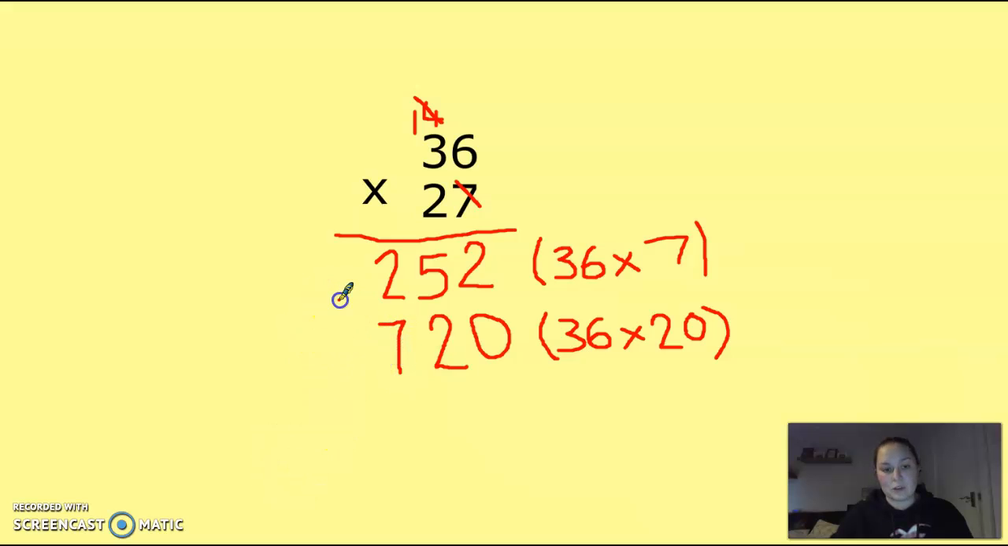Okay, and now I've got 2 rows. 36 times 7 and 36 times 20, and I can add them together. 2 add 0, 2, 5 add 2, 7, 2 add 7, 9. And that is my final answer, 972. Okay, let's have a look at one more example.